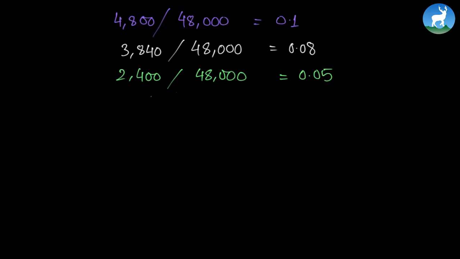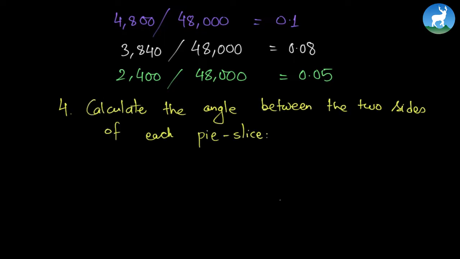Now we have come to the fourth stage, and that is we are going to convert all these percentages into angles. What that means is you're going to learn that right away. Now you're going to calculate the angle between the two sides of each pie. A pie is divided into various sectors by these angles. Now you are going to find out the angle.